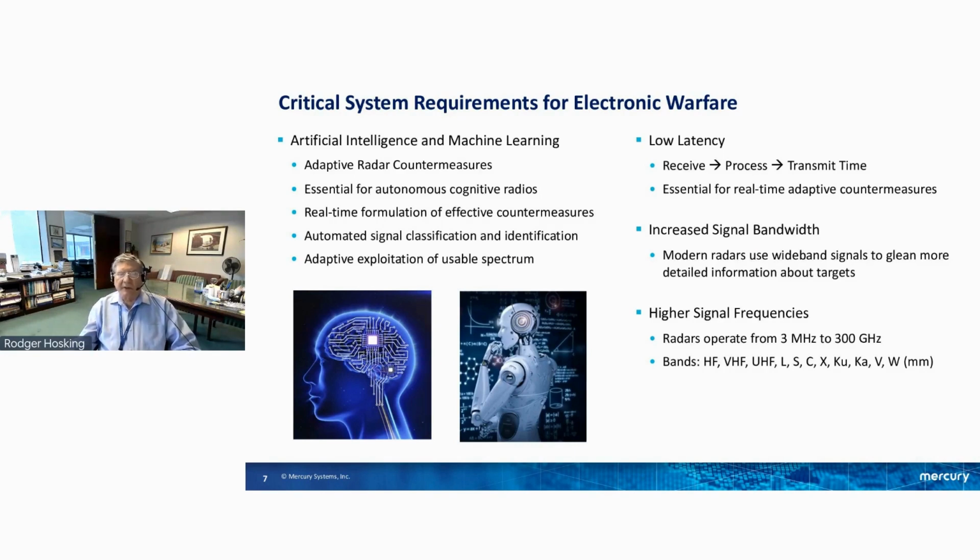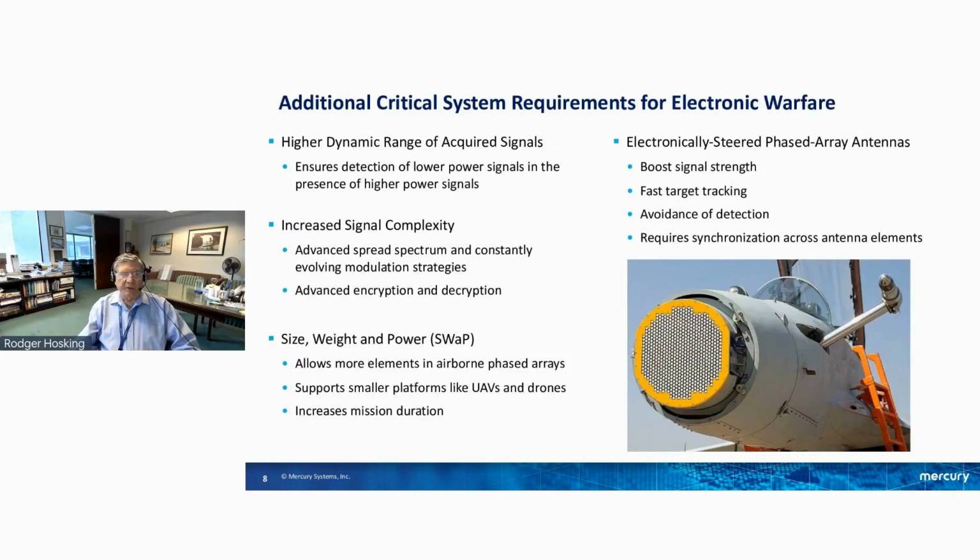Another part of requirements for electronic warfare is low latency. This is especially important for the countermeasures, real-time countermeasures, like airborne countermeasures for radar. Another trend is increased signal bandwidth, and then also higher signal frequencies. The carrier frequencies themselves are way, way up. And so these are some of the requirements of electronic warfare, but there are additional requirements as well.